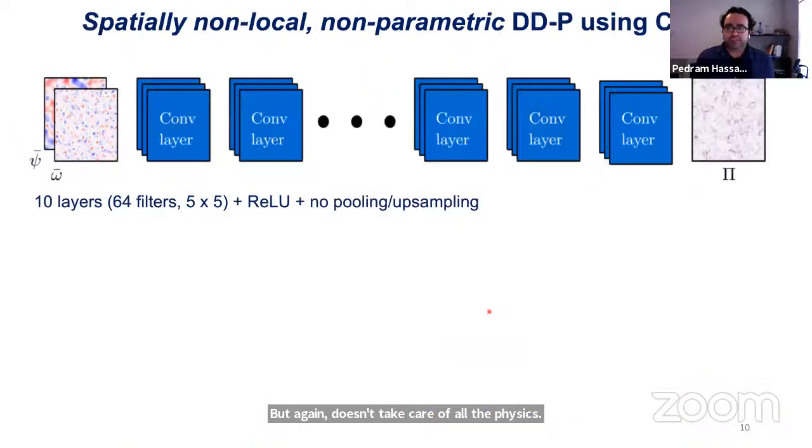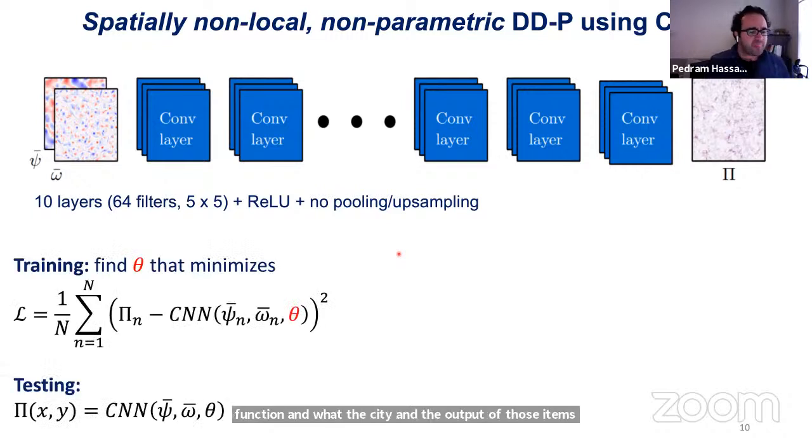So what we want to do is particularly see whether non-local, non-parametric data-driven parameterizations, for example using convolutional neural networks, can do this better, can account for both diffusion and backscattering correctly. I'm not going to go through the details of the CNN that we are using, but this basically has 10 convolutional layers. The input is the filtered stream function and vorticity, and the outputs are those pi terms.